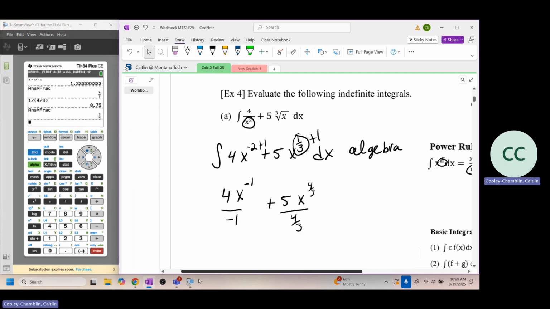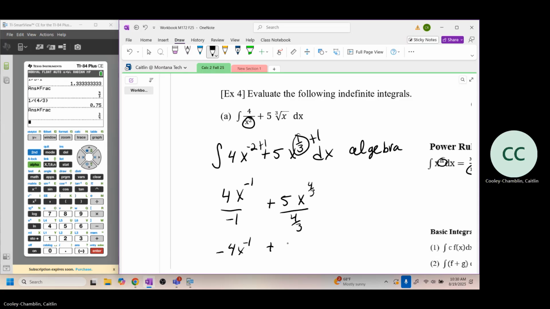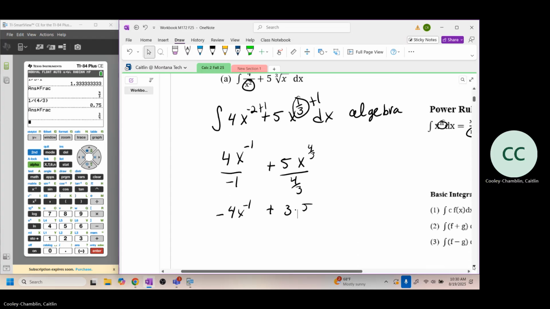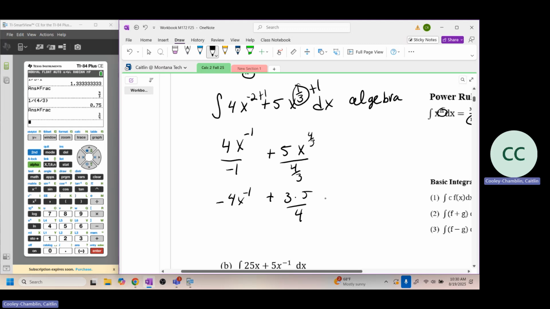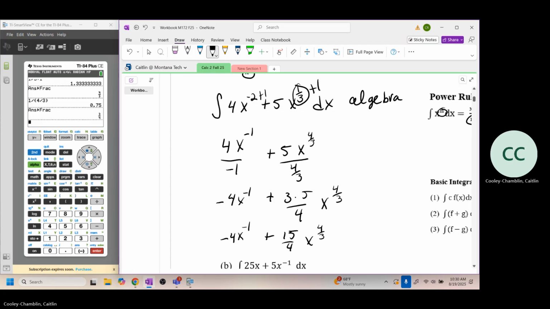Okay, so going back over here, I have -4 x to the -1 plus 3 times 5 over 4 x to the 4/3. One more simplification. So -4 x to the -1 plus 15 over 4 x to the 4/3. And we are done. And I did not mean to draw that top line through my 4.